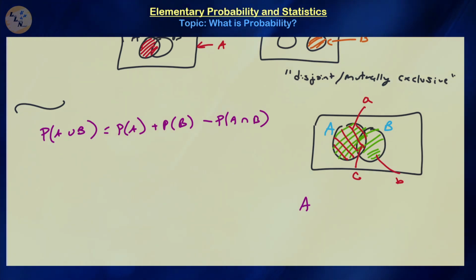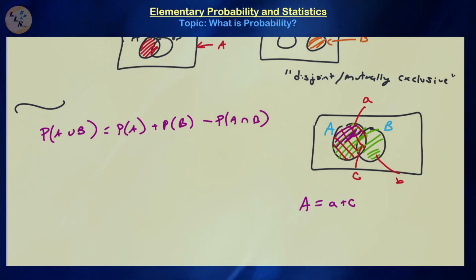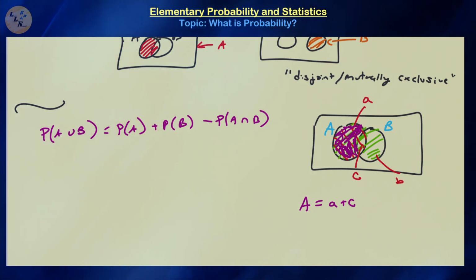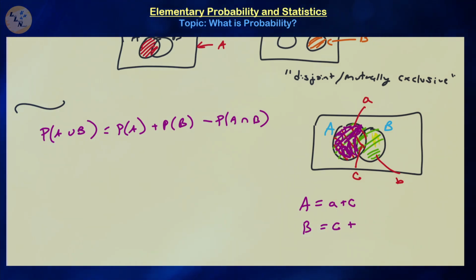So A is actually equal to little a plus C. Little a is going to be this crescent moon region here, so it doesn't include the overlap, right? So A consists of the exclusively A and the overlap C. B consists of the overlap and the exclusively B region, right? That's going to be this area there. So that's the exclusively B region. That's what I'm calling little b.